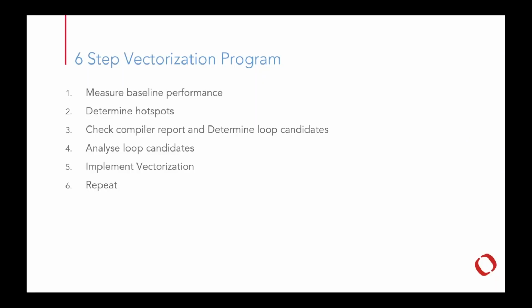And the six-step approach. So the first step would be to measure baseline performance of the code you have at the moment. Then determine particular hotspots and check compiler reports and determine loop candidates. I mean, those loops that are either not vectorized or not particularly efficiently vectorized. Then you would need to do certain analysis to understand what are the reasons for either inefficiency or absence of vectorization, and then go and implement vectorization when possible. Then you just repeat this cycle to work on the next level of hotspots and so on and so forth until performance is acceptable or there is nothing else to do.